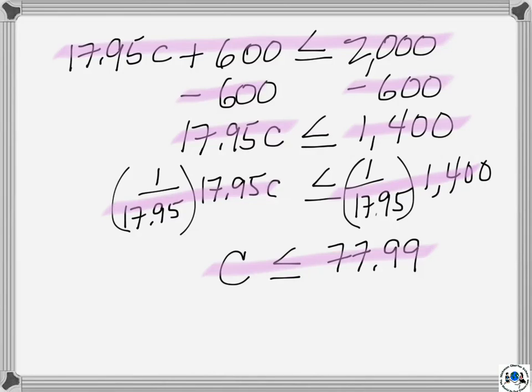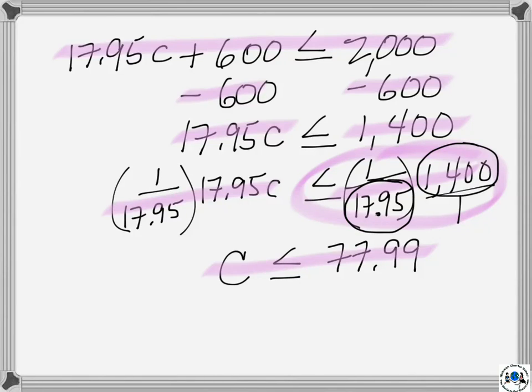77.99. When you're doing this step, it looks so complicated, it looks really messy, 1 over 17.95 times 1,400, which is not something we normally do. You don't really write fractions that way, but in essence, what we are doing is just taking 1,400 and dividing it by 17.95. We'd like to show it fractionally simply because most of what you'll be doing in the future will involve fractions.